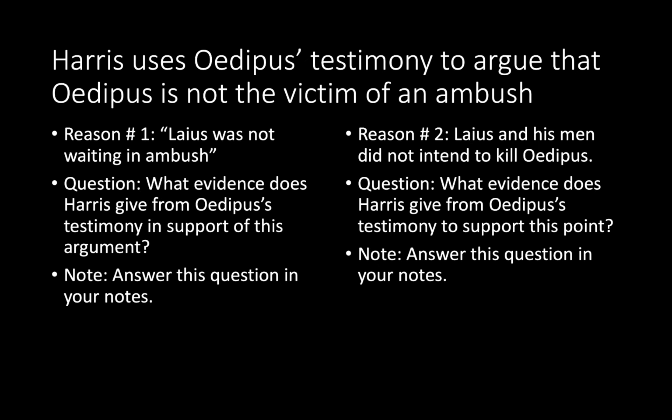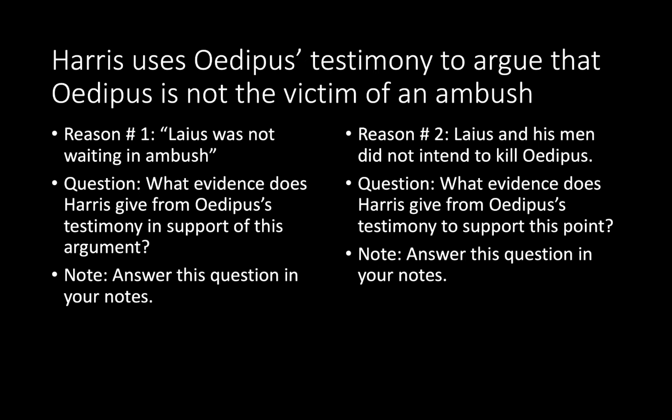In paragraph 3 on page 136, Harris makes his main argument for the guilty verdict. Using Oedipus's own testimony, Harris gives 6 reasons why Oedipus cannot claim his killing of Laius in the road was justified as an ambush. After listening to this video, you will need to answer on your own the questions about each reason using evidence from paragraph 3. Reason number 1, Laius was not waiting in ambush.